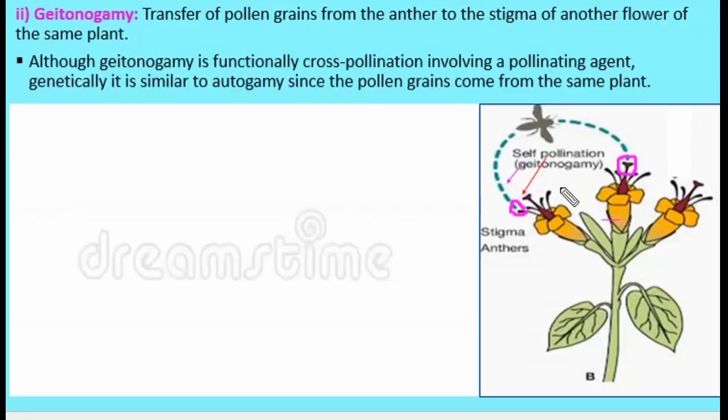Remember, dear students, functionally it is cross pollination because the pollen is from one flower and the stigma is from another flower, that is, the ovules are from another flower. But genetically it is self pollination because both pollen grains and ovules are from the same plant. Is it clear? So remember, Geitonogamy is functionally cross pollination involving pollinating agents, and genetically it is similar to autogamy.